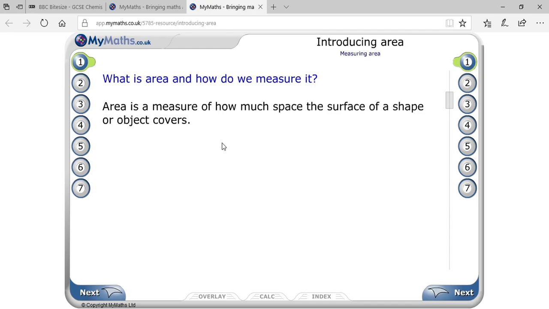Suppose there is something on the table. Whatever the surface of its bottom is, it is acquiring that space. It is holding that space only. Whatever the height of that object, it doesn't matter, but it is holding only the same area at the bottom.